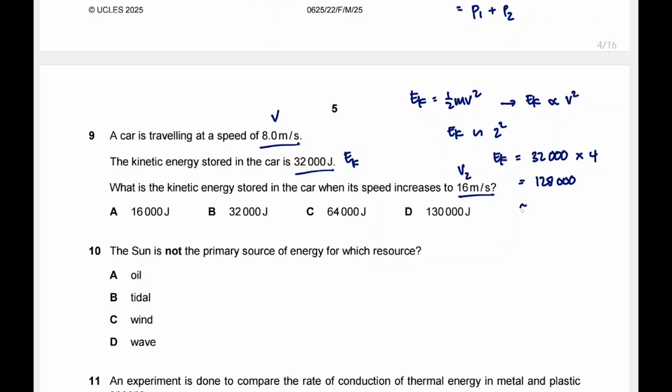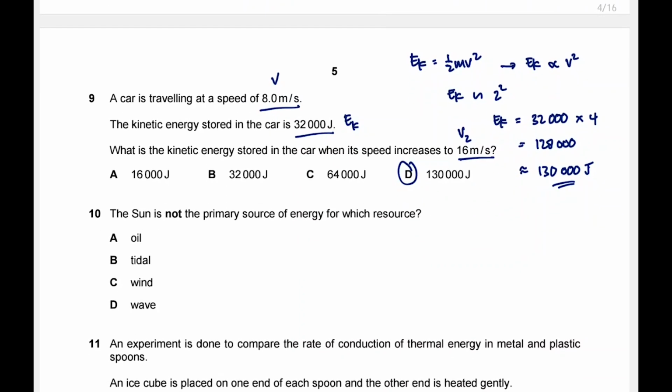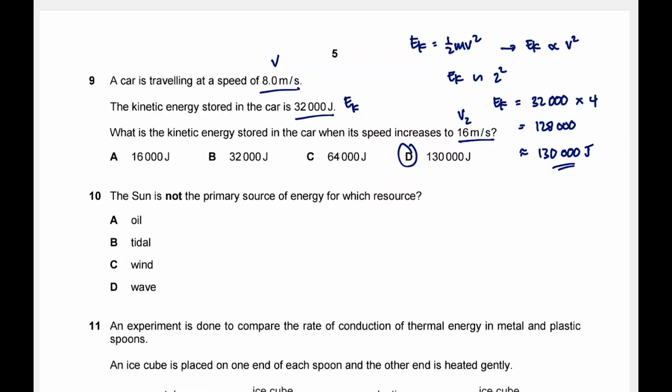Therefore, the new kinetic energy will be 32,000 times 4, which equals 128,000, or 130,000 to two significant figures. So the answer is D. If you are not so comfortable using proportionality, you can just find the mass first. I'll show you how to do it with a different method.